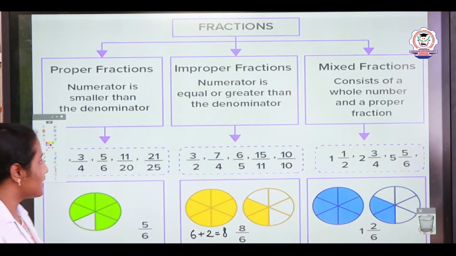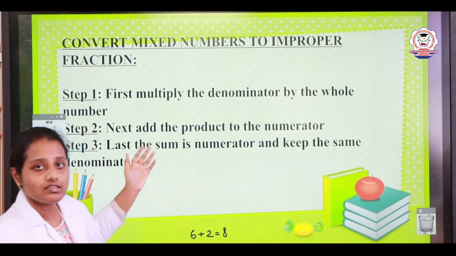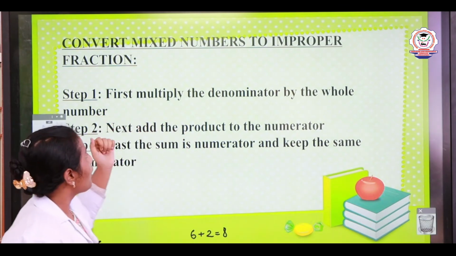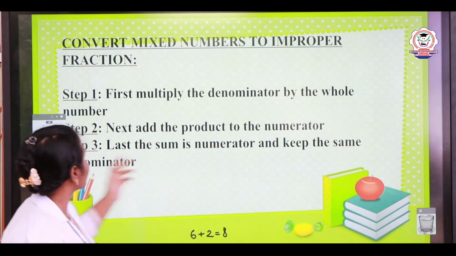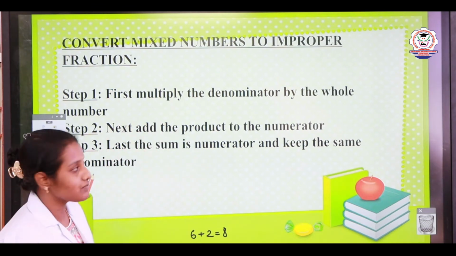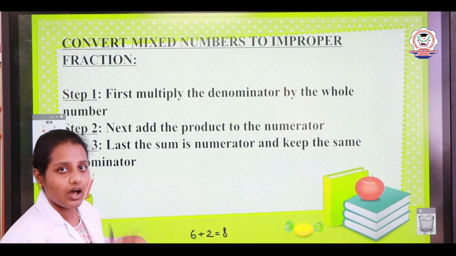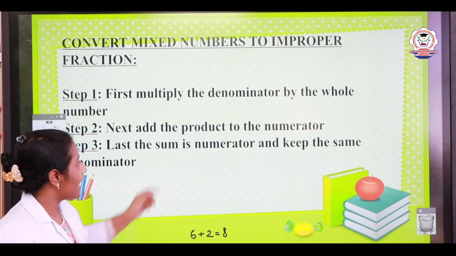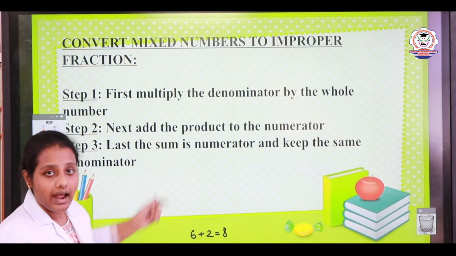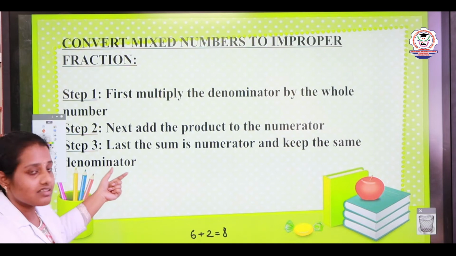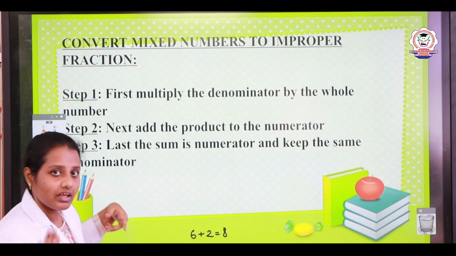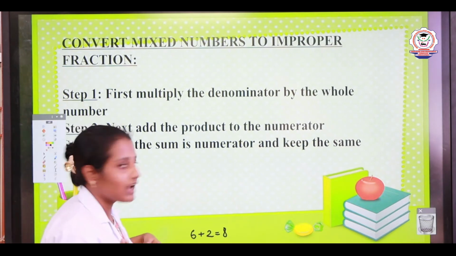Now we will see some examples, my dears. Before going into the examples, we will see the steps for how to convert mixed numbers to improper fractions. Step 1: first, multiply the denominator by the whole number. Step 2: then add the product to the numerator. After the last step, we write the sum as the numerator, and the denominator will remain the same. We will see some examples for more clarification, my dear.